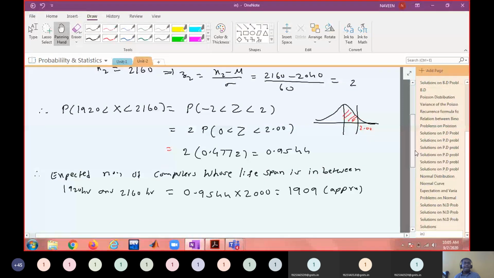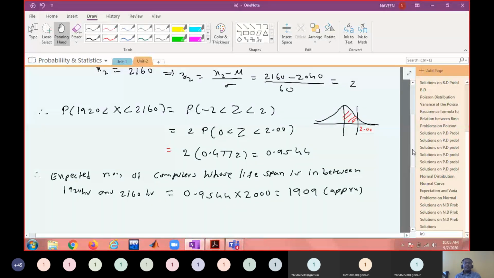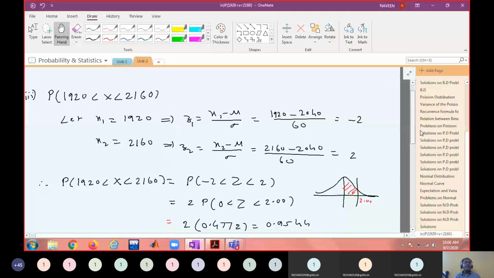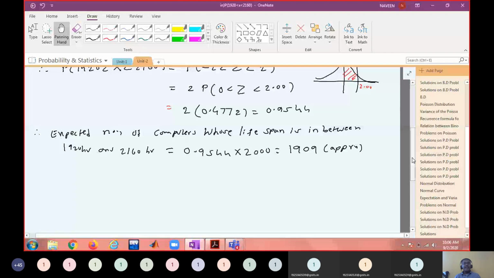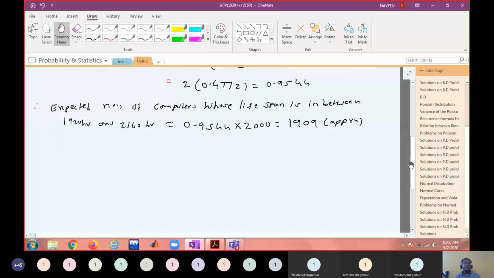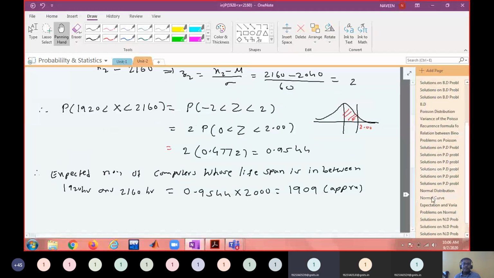Is this clear? This is a very important and very good problem to understand how to find out normal probabilities. When scores are given, you standardize, find the corresponding standard scores and find out the probability. Shall I proceed? Yes.